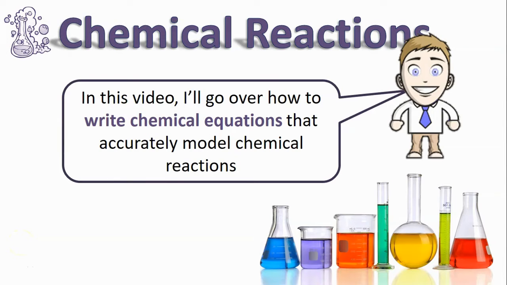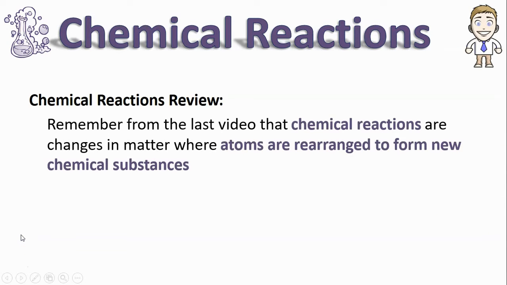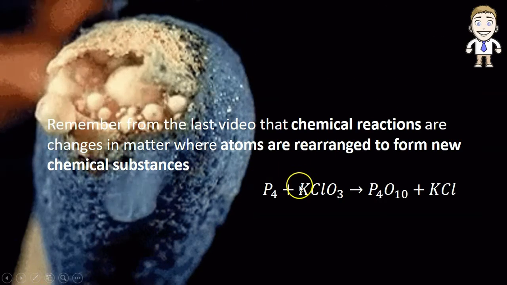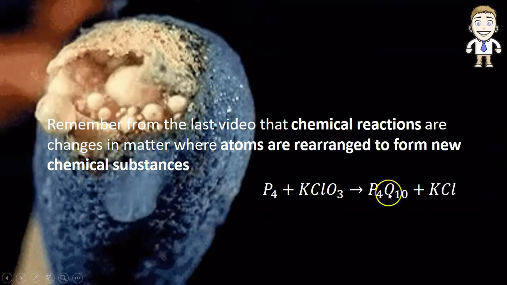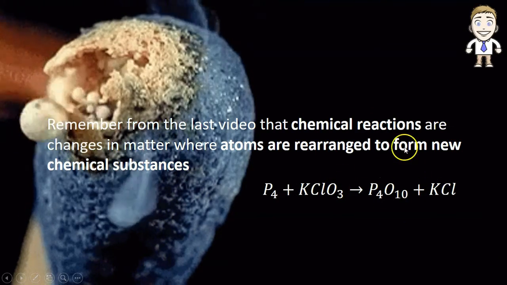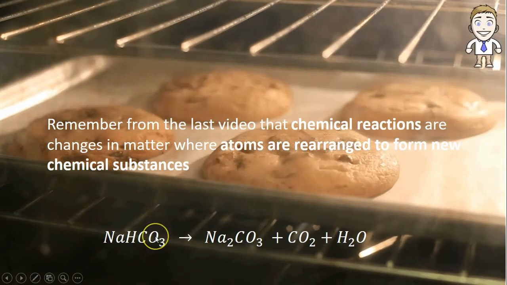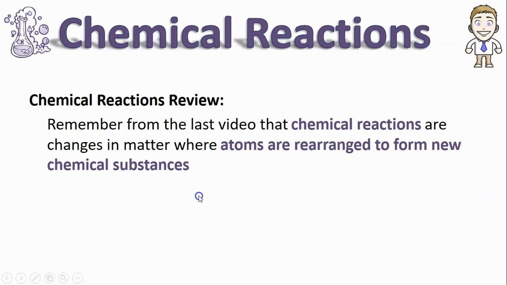In this video, I'm going to go over how to write chemical equations that accurately model chemical reactions. Remember from the last video that chemical reactions are just changes in matter where the atoms rearrange to form new chemical substances, like the phosphorus, potassium, chlorine, and oxygen atoms in the tip of a burning match that rearrange to form these two new compounds, or the sodium, hydrogen, carbon, and oxygen atoms that rearrange to form these three new substances while you're baking cookies.